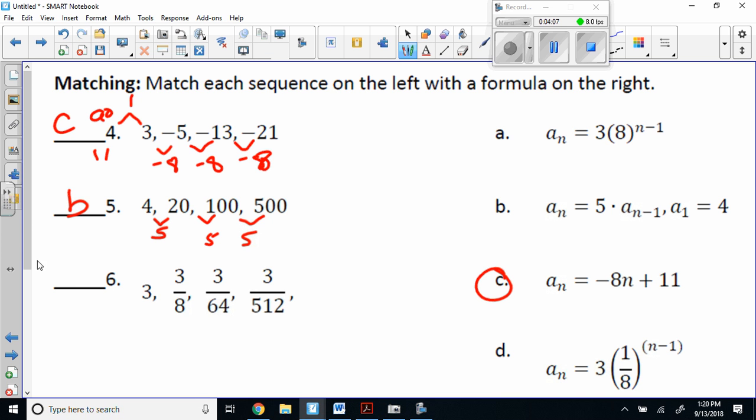Now, 3/8 divided by 3, that'd be 1/8, right? Yeah? So these are going by 8s, right? Okay, so we've used B and C, right? So those are off the thing. Here's an 8, and what's the first term? There you go, 3 times 1/8 to the n minus 1. How do we do? Good?